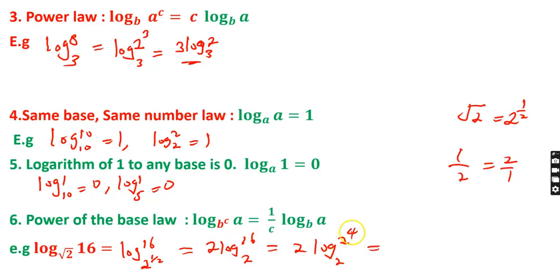And if the 4, using the power law, this log, this other 4 comes down and becomes 2 times 4 log 2 base 2. 2 times 4 is 8, log 2 base 2. Log 2 base 2 is 1, so 8 times 1 gives us 8. So the answer to that question is 8.